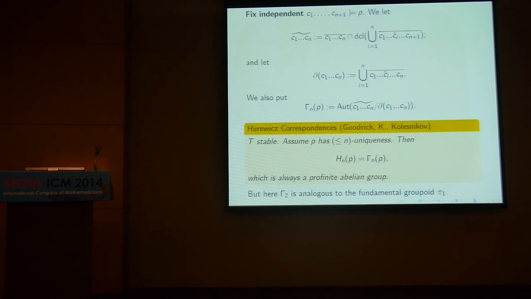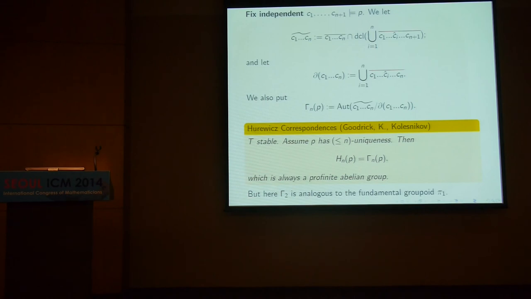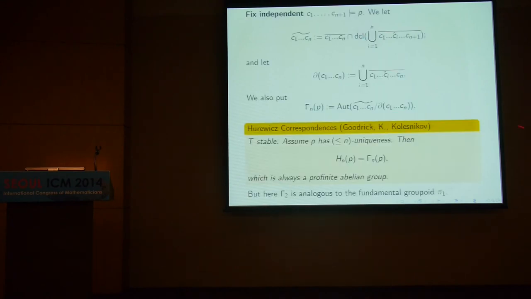So I think pi 2 is something like gamma 3 here. Okay, so I will explain more precisely what I mean by this tilde set and the boundary set. Only when n is equal to 3, here the boundary set is pointwise fixed and the tilde set is permutative.